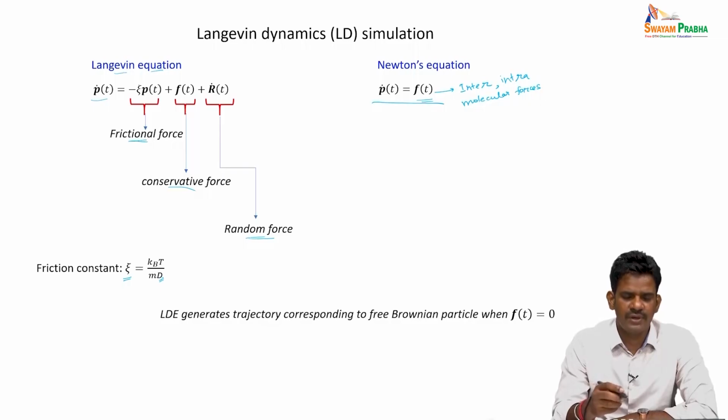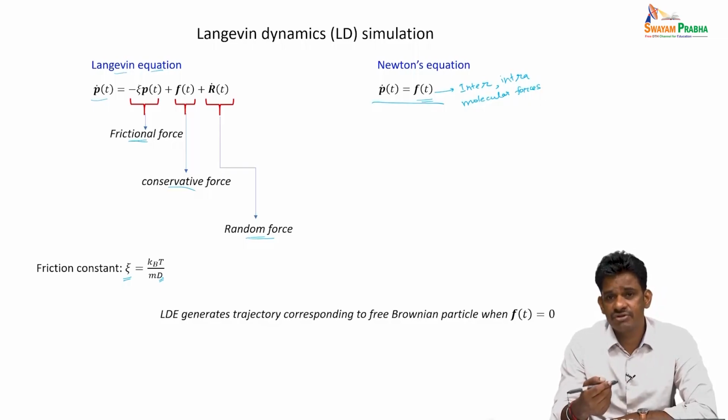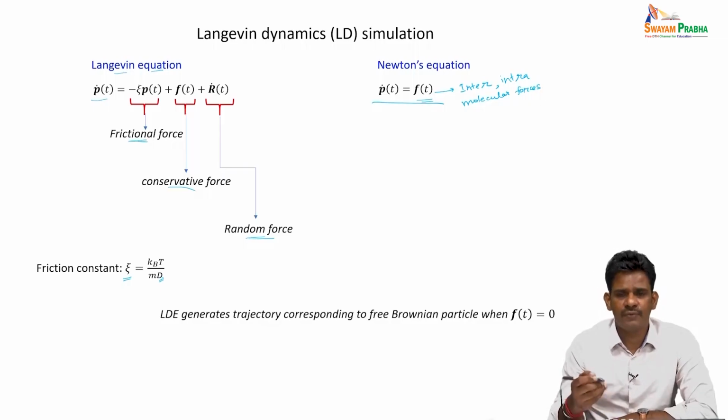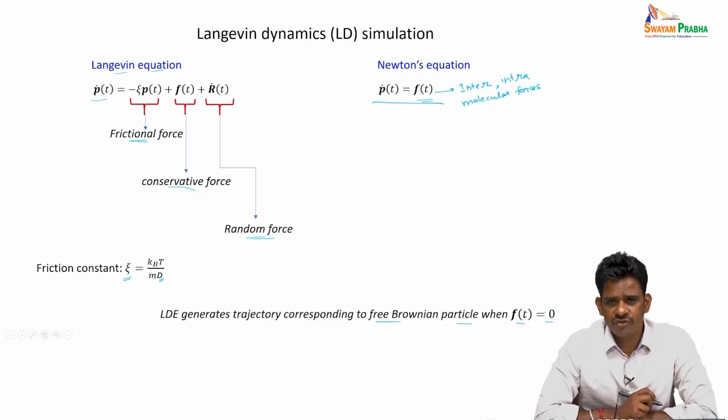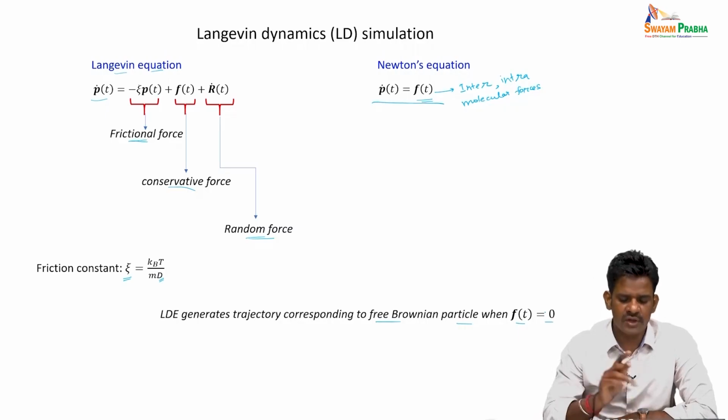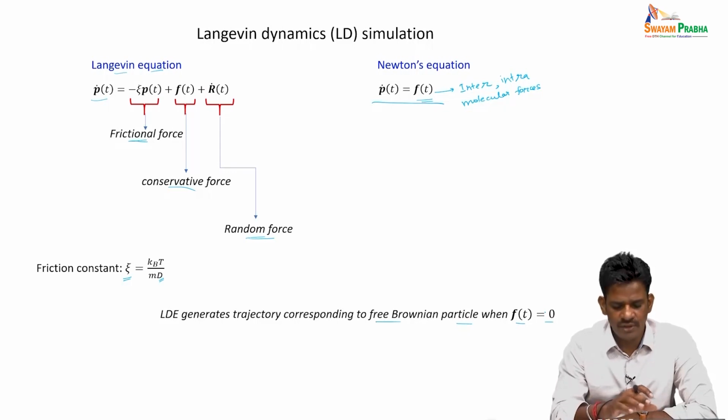So, when you try to advance the system's trajectory through Langevin dynamics, what we are basically simulating is a free Brownian particle, especially when f is equal to 0. Whereas, when f is finite, we are basically simulating an interacting Brownian particle in the system. So, this is the context with which an equation of motion itself is coarse grained to bring about the effect of solvent in the system.